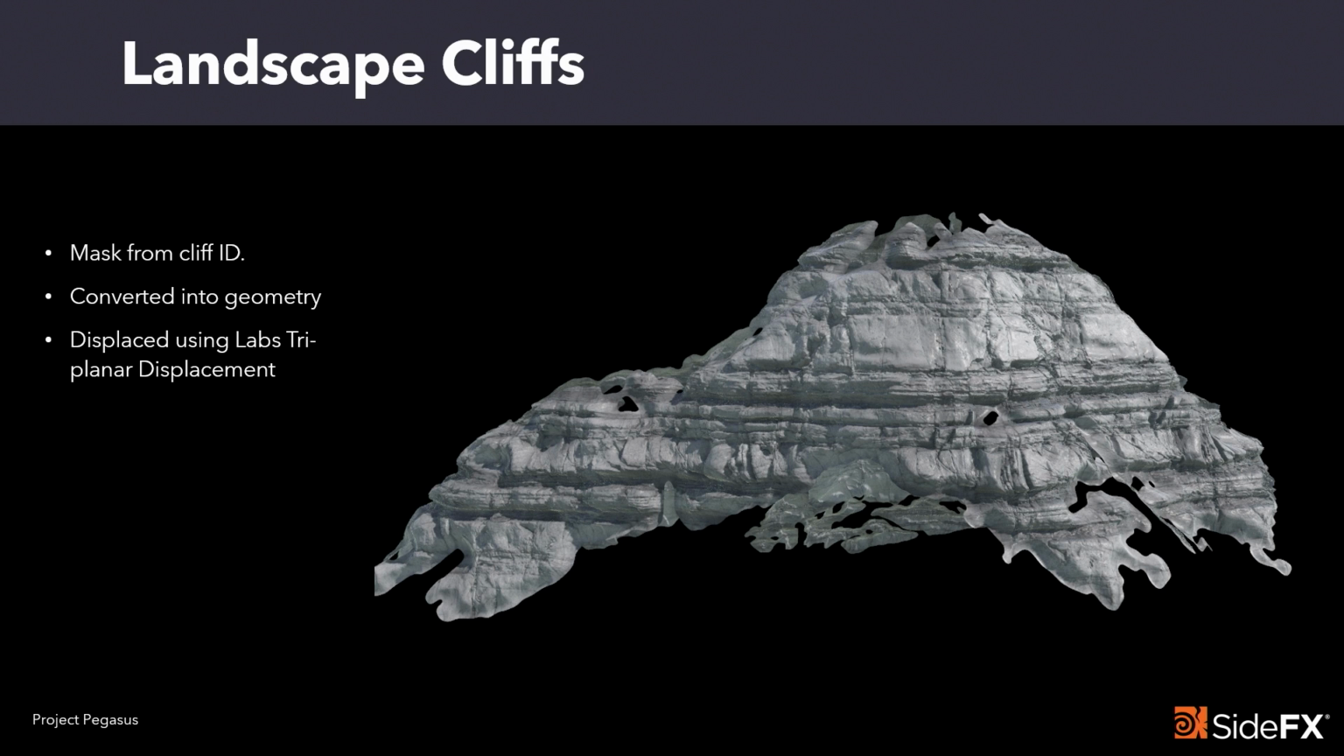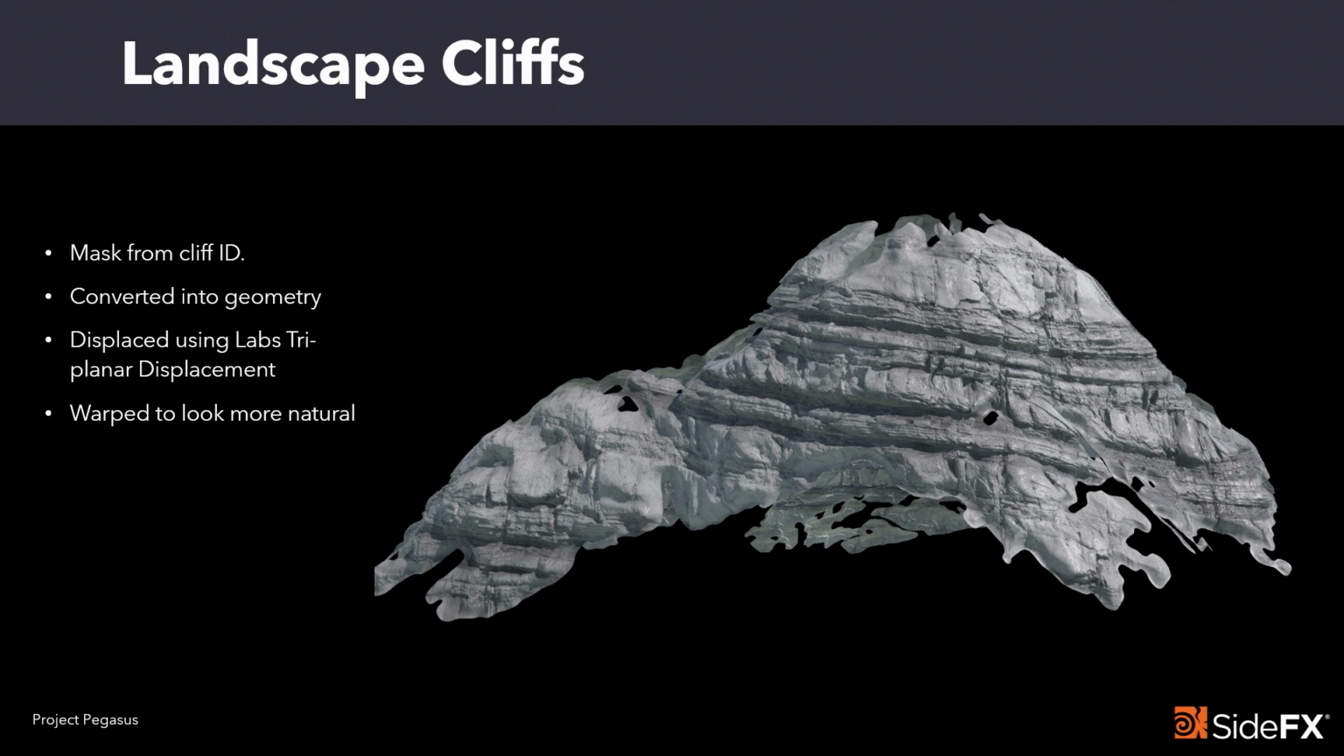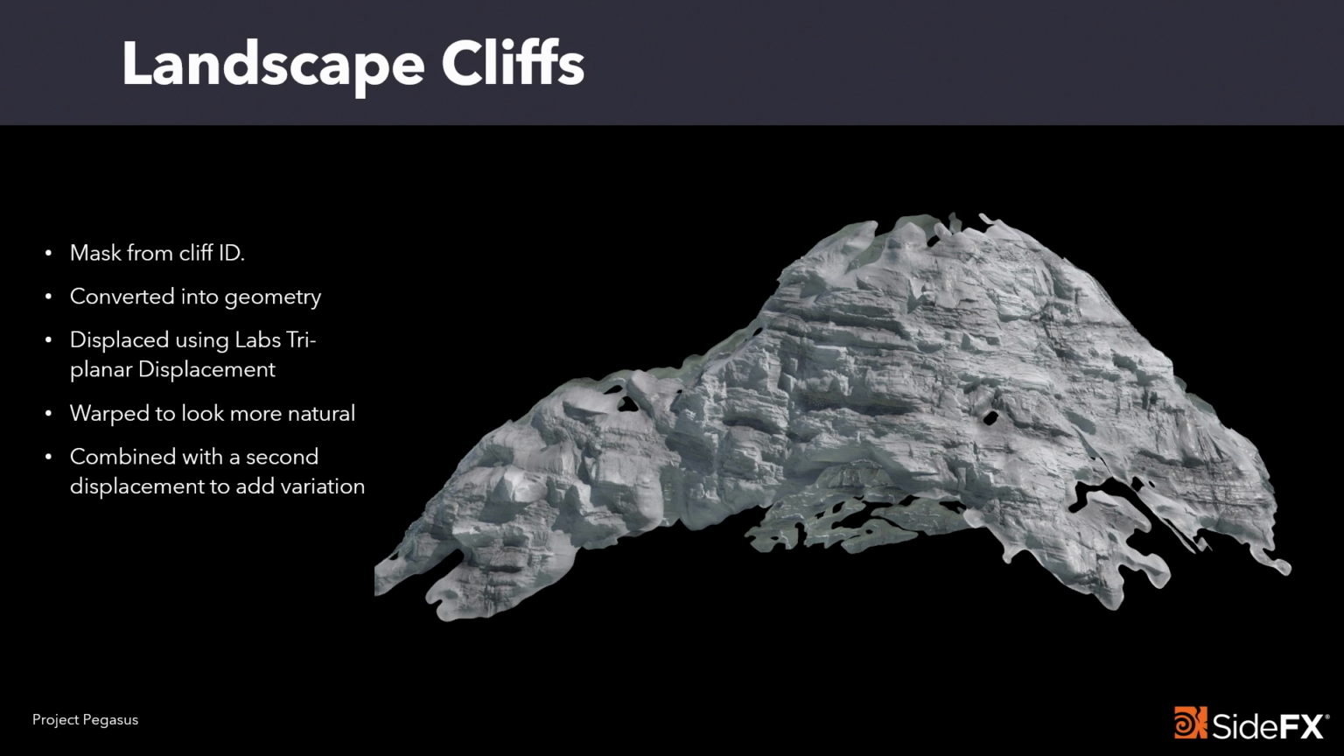But this looks a bit too rigid, so I need to add some variation to break up those horizontal lines. So you can give it a bit of warping, and it gives a bit more of a natural look, so it looks like some kind of geological folding. And then just to add some additional breakup, you can mix in a second displacement map. So this hides any potential tiling and also adds just a bit more visual variation.